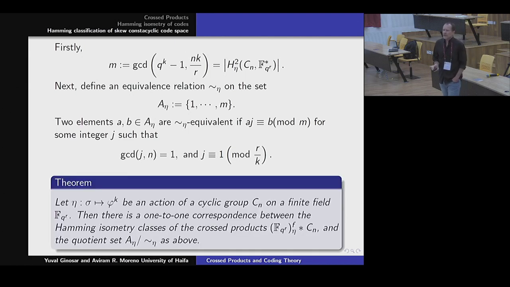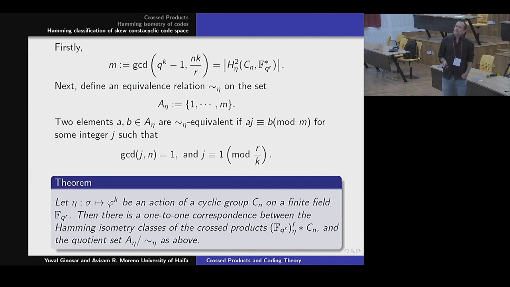So let eta be an action of the cyclic group Cn on the finite field fq to the r. Then there is a one-to-one correspondence between the Hamming isometry classes of the cross products and the quotient set of 1 to m with respect to this equivalence condition. So you see all the ingredients are here, n, k, q, and r appear here.